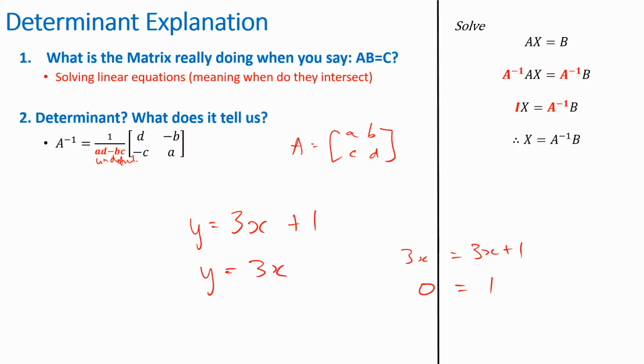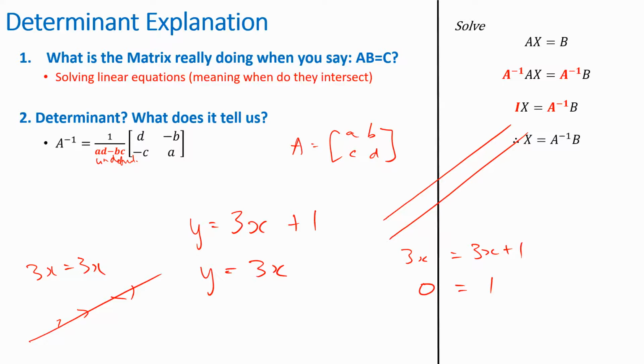Why? Because these two are parallel. 3x and 3x plus 1 looks like this. Of course you have no solutions. There is no intersection. Of course you can't solve it. Why was 3x equal to 3x a problem? Because they're exactly the same line. You've got infinite solutions. How is it even possible to know one intersection? There are infinite solutions there.